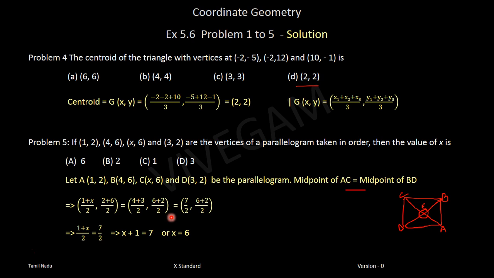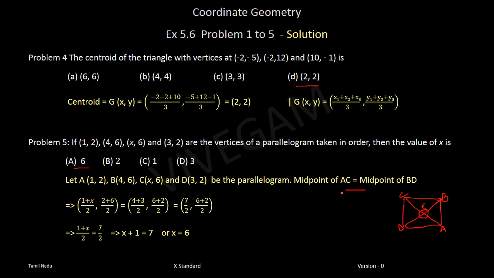Now we know this is equal to this, so the x coordinates are equal, right? Because if two points are equal, then their x and y coordinates are equal. So (1 + x)/2 is 7 by 2. This 2 and 2 will cancel. So x + 1 will be 7, or x will be equal to 7 minus 1, that is 6. So the option for us here is 6, that is option A.